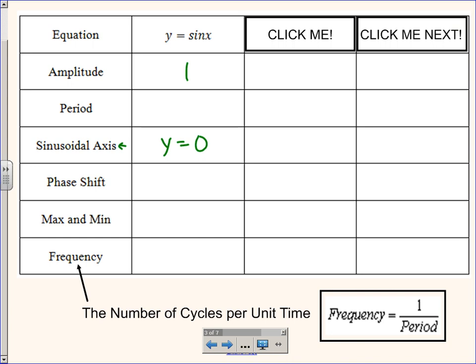The period is the length of time or the distance on the x-axis that it takes for this graph to repeat. And since we're in radians, it would be 2 pi. Remember that is equivalent to 360 degrees. Phase shift is if we're moving this graph left or right, but here we are not. This is the normal sine graph. It's starting at the point (0, 0).